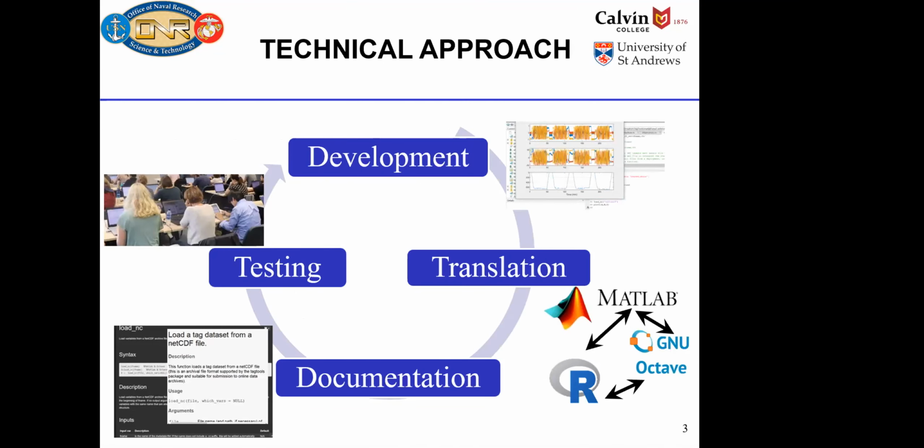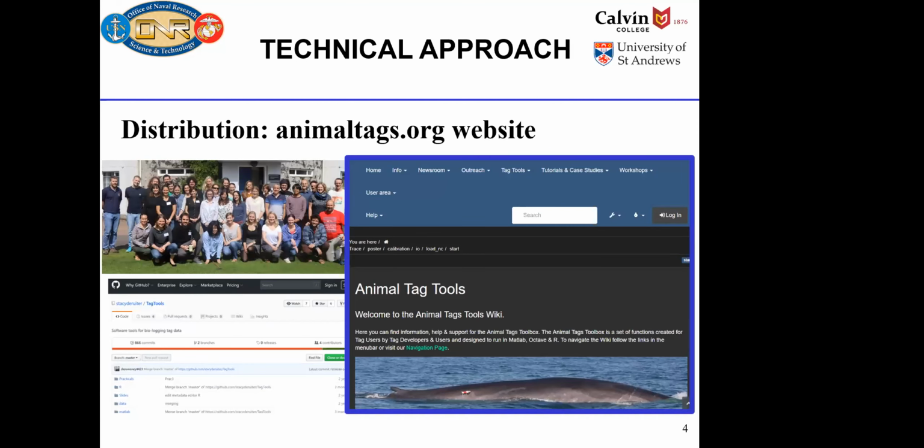So we were making some new tools. We were also translating back and forth between MATLAB and the other platforms. My students did a ton of work improving the documentation, which is crucial for learning it. And the people in the workshops also tested them. So we have this animaltags.org website that you can check out. It needs reorganization. That's hopefully part of Tag Tools 2.0 project as well.